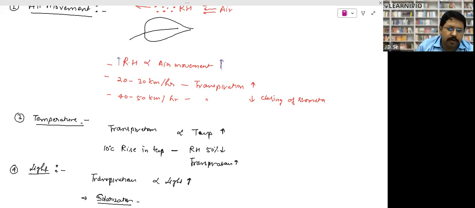Now, what about the temperature? If temperature increases, then transpiration will increase. So this is directly proportional. That is very important. This statement is very important. At the rise of every 10 degrees centigrade in temperature, the relative humidity will come down 50%. At the rise of 10 degrees centigrade temperature, the relative humidity will become 50% and transpiration will increase. Clear?